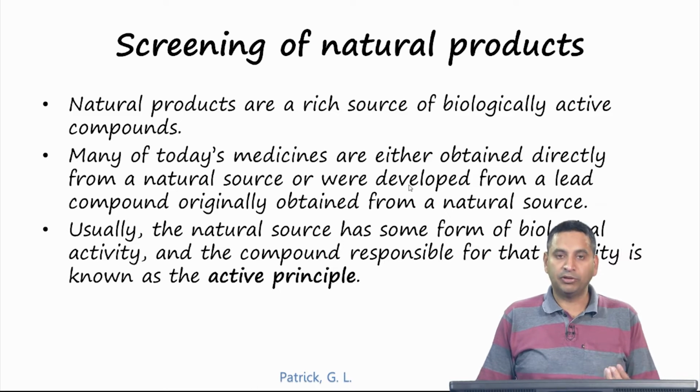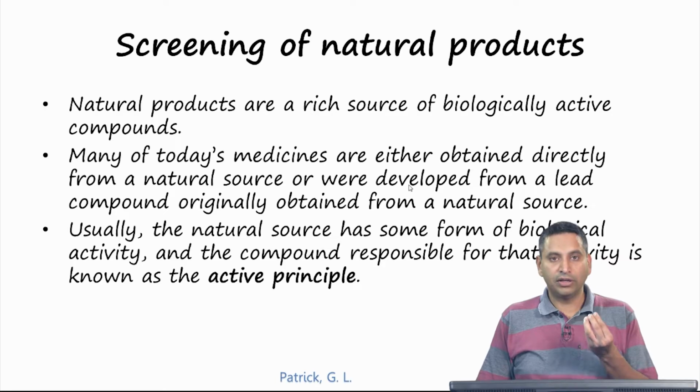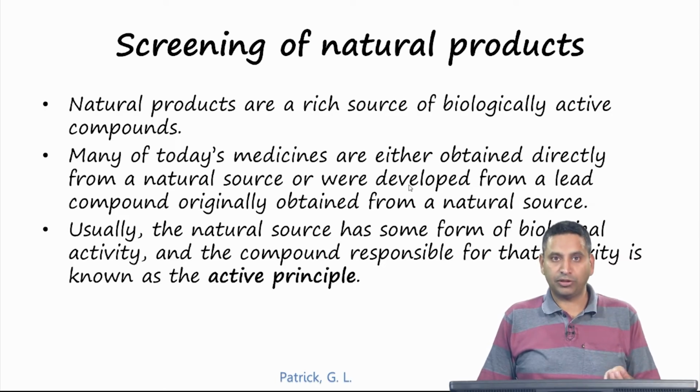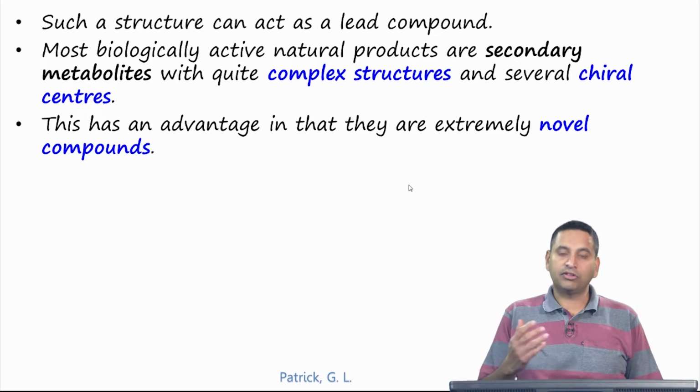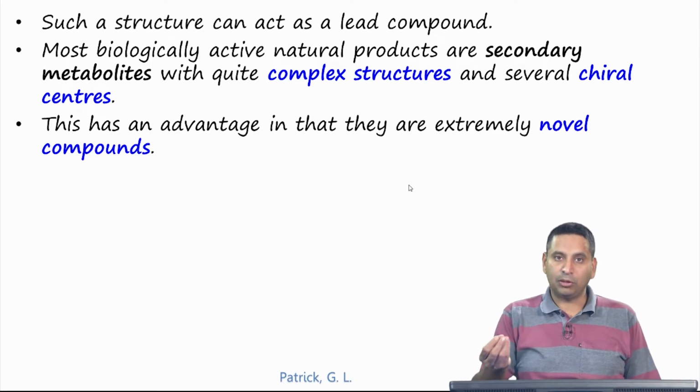So, it is this active principle that we are really interested in, because that is a single molecule that is going to have the desired biological properties. This structure, which is the active principle, can act as the lead compound. A number of these natural products are what are known as secondary metabolites, and they have quite complex structures, and we have looked at several examples where they have a number of chiral centers.